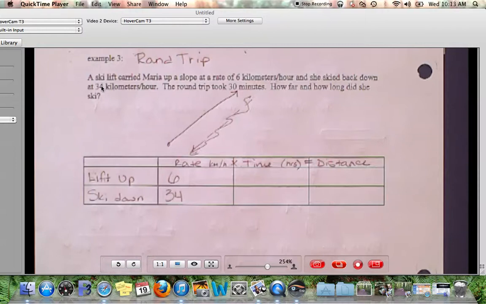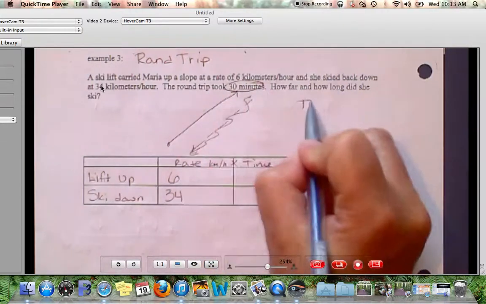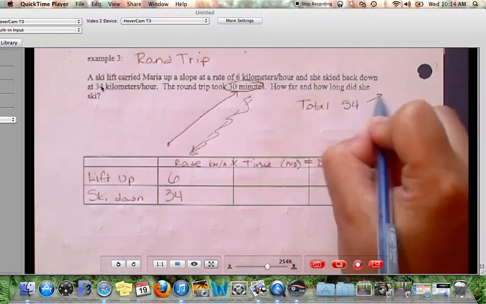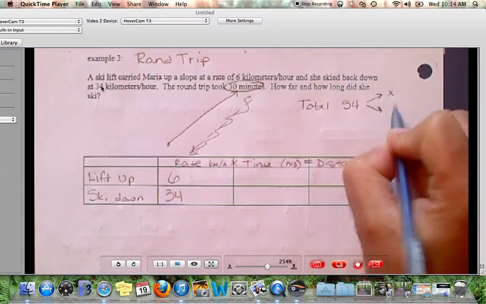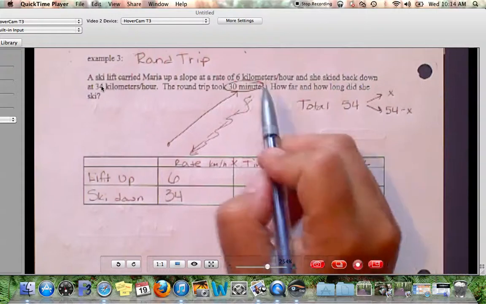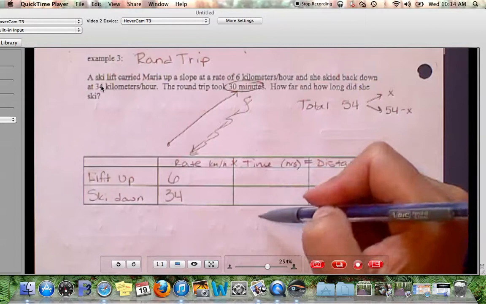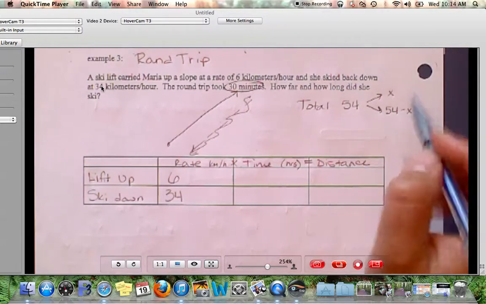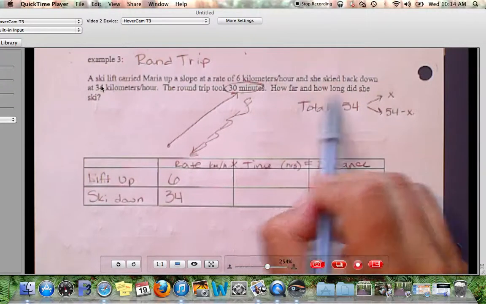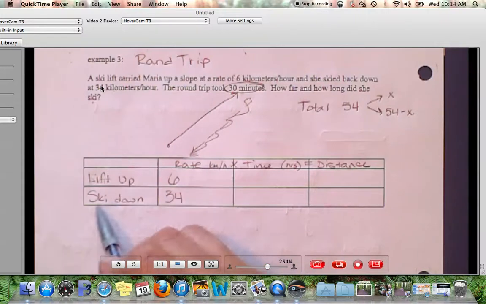Now, we know that the total distance took 30 minutes. So here's one of those totals again. When we go back to the coins, if we knew we had 54 coins, then one of them was X, and one of them was the total minus X. We know we have 30 minutes. That means that one of them is going to have to be X, and one will have to be something minus X. You have to be careful here. Now the question says, how far and how long did she ski? So the skiing is the big question here. So let's call ski X.